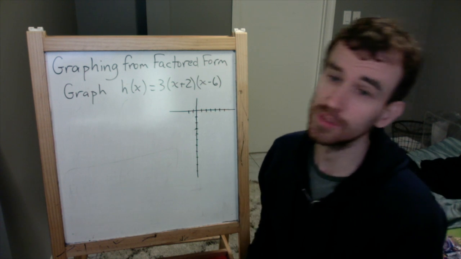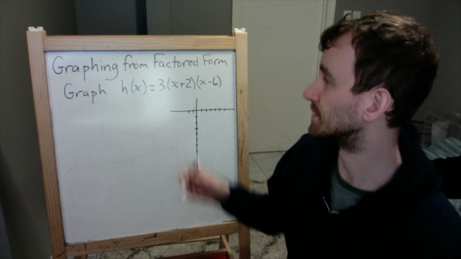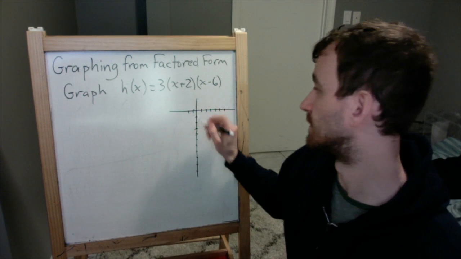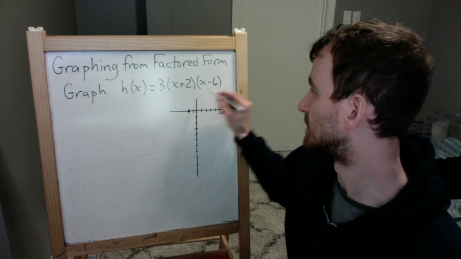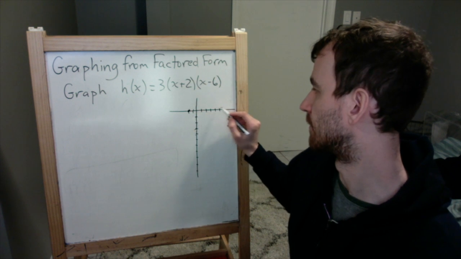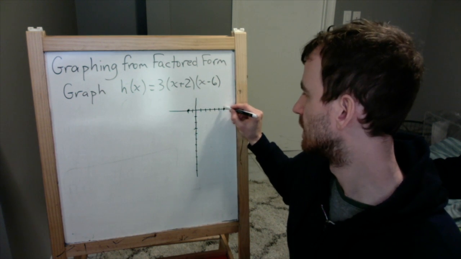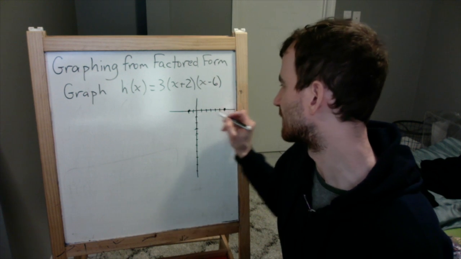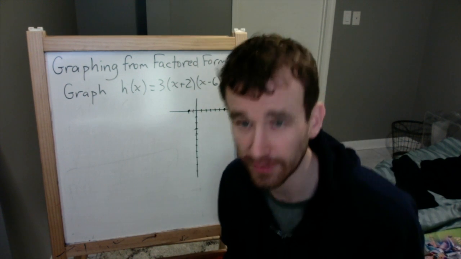Now, we've got 2 points that we know right off the bat. We know our zeros. One zero is x equals negative 2, and another zero is x equals 6. 1, 2, 3, 4, 5, 6. But how can we figure out the rest of the graph from there? Most importantly, how can we figure out the vertex?